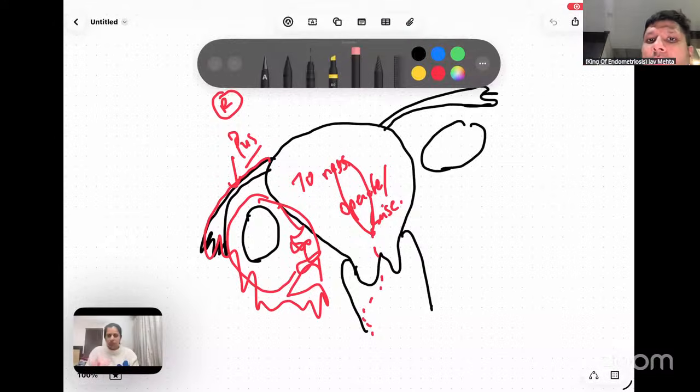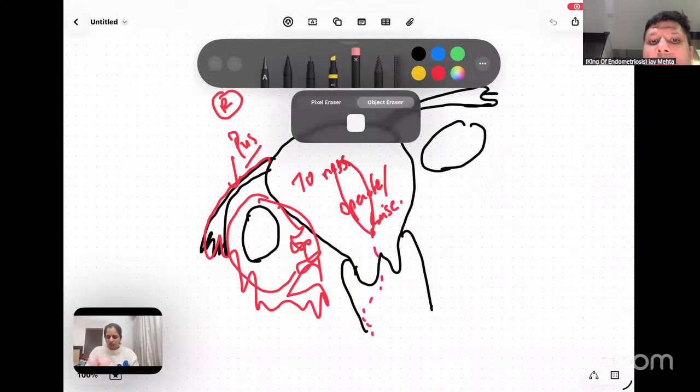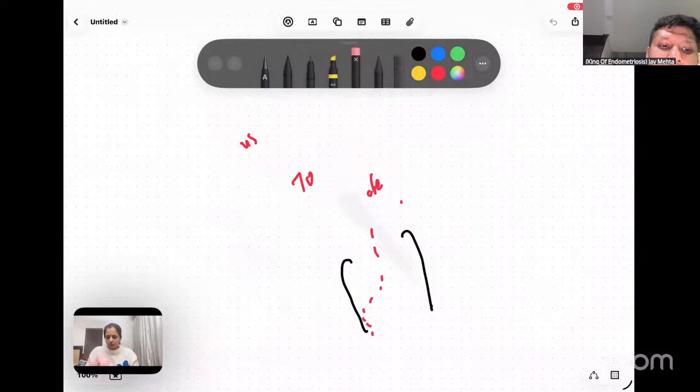I'm basically switching to the screen share, and I am hoping that the screen sharing is going to be visible. Shilpa madam, if you can just verify that.